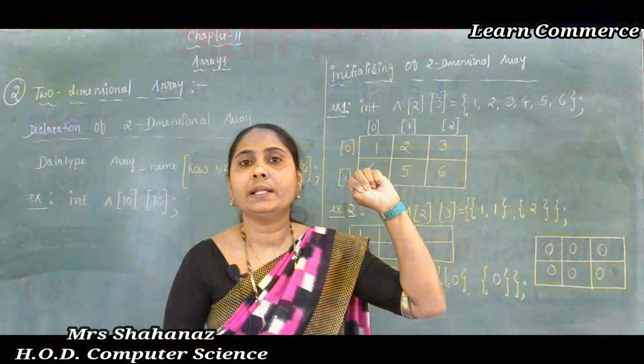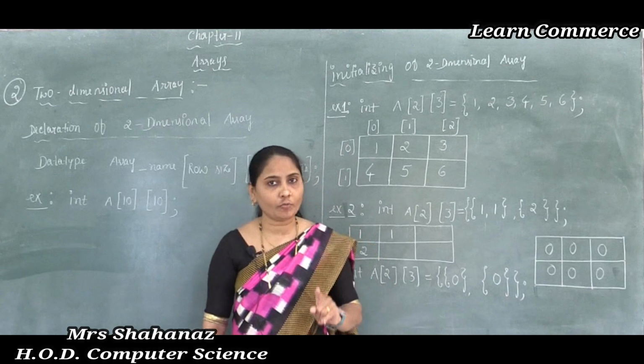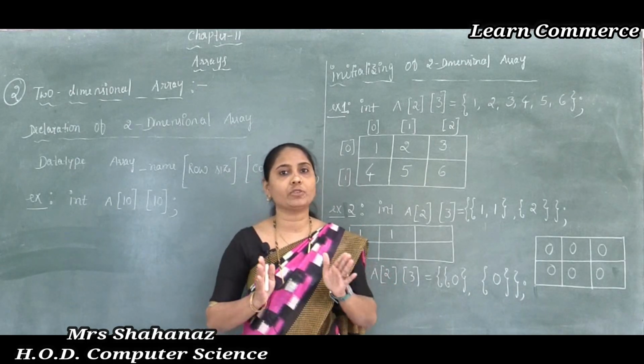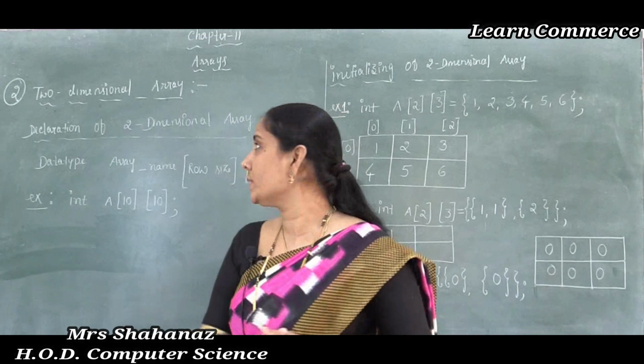Of elements, the array name here. So we can say it is a collection of elements, a collection of objects, where the elements have the same data type and the same name. So this is about an array.